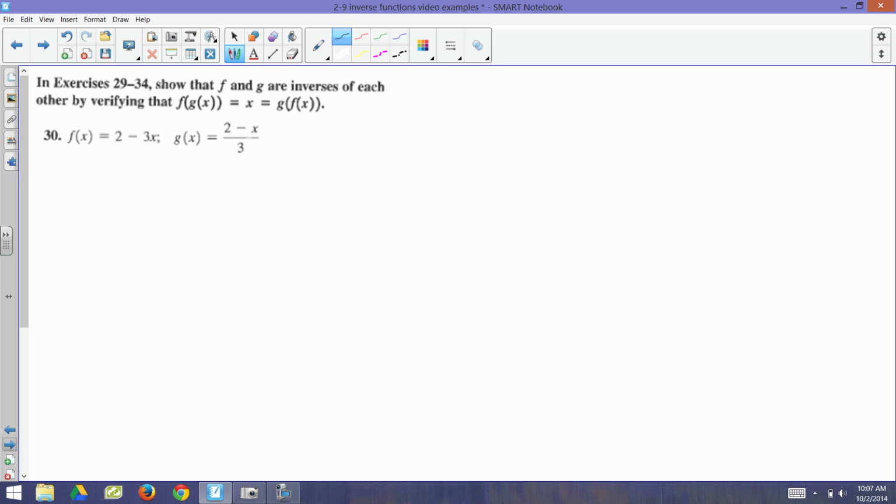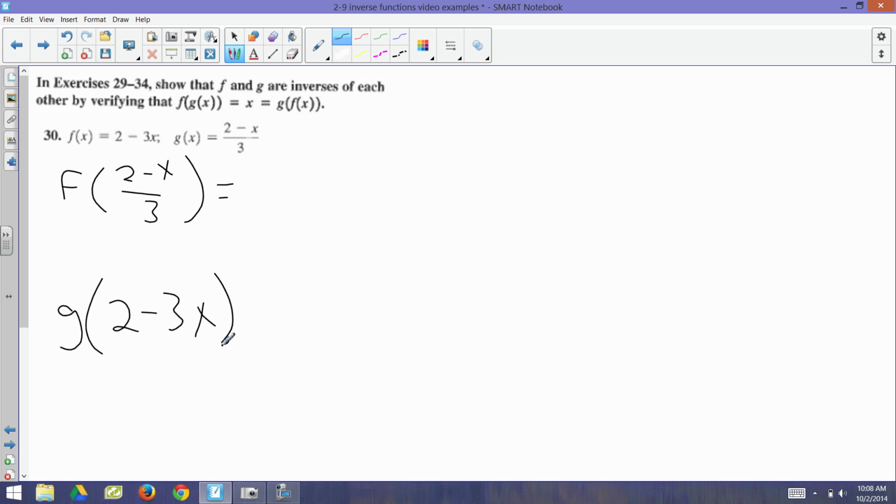Show that f and g are inverses of each other by verifying that f of g of x is equal to x, and g of f of x is also equal to x. So I'm going to show that f of g of x, and there's a g of x, is equal to x, and I'm going to show that g of f of x, that's f of x, is also equal to x. So let me do that.